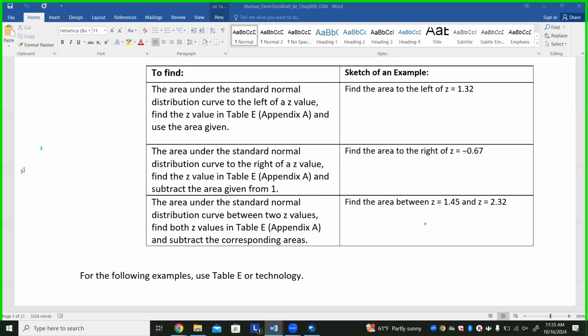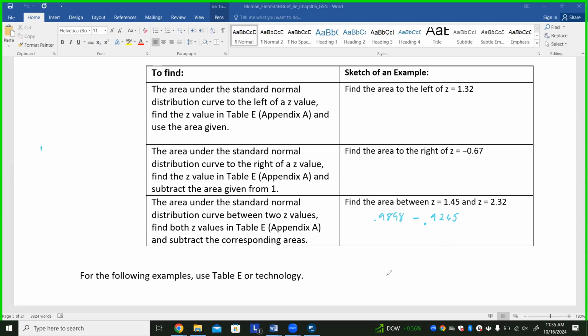Then you'll subtract the two. So what was it again? 0.9265. This is going to be a larger area because it's further away from the mean, so I'm going to go ahead and do subtracting on this side. And what is the area at 2.32? 0.9898. So then you'll subtract those two.